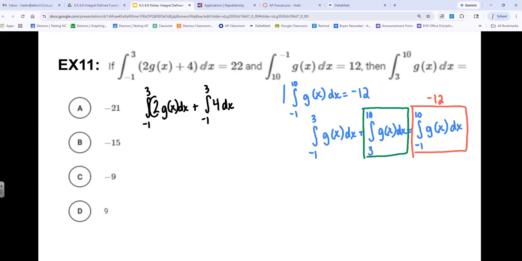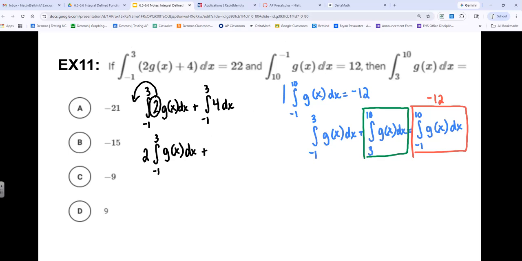And what can I do with this 2 right here? I can just pull it out front. So I've got 2 integral from -1 to 3 g of x dx. Now this is good because now I've got an integral from -1 to 3 of g of x by itself, sort of, right there, right?